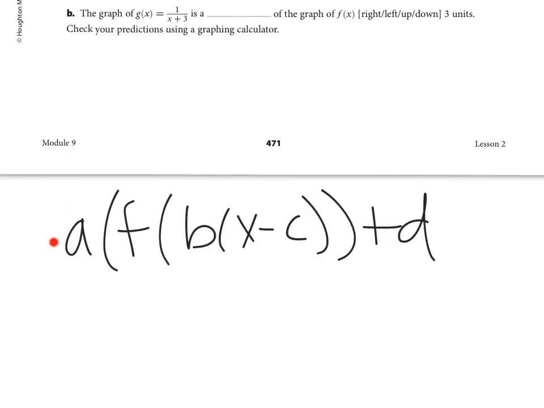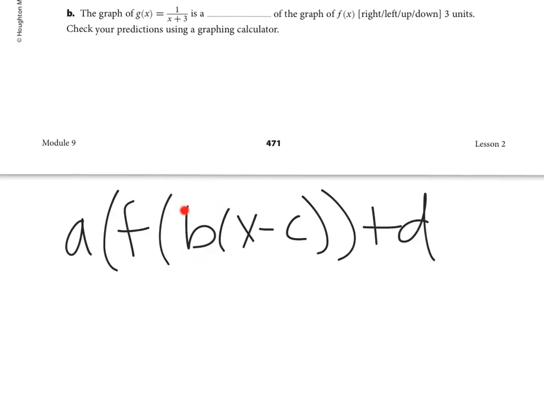About what A does to the graph. What does A do to the graph? It's vertical stretch or compression. How do you know if it's vertical versus horizontal? If it's inside the parentheses. Yes, its location, inside or outside the parentheses. So A is vertical stretch or compression. Okay, what about B? Horizontal stretch. It's horizontal. We know it's horizontal because it's inside. It's horizontal stretch or compression.